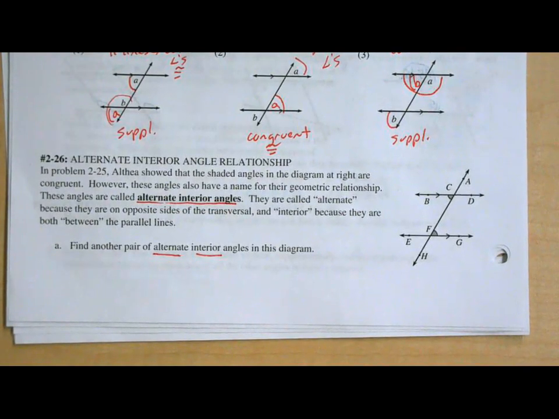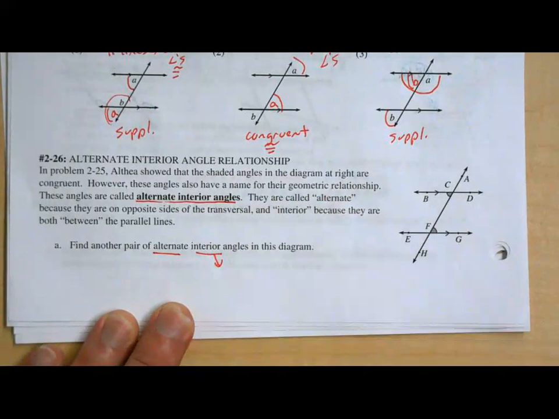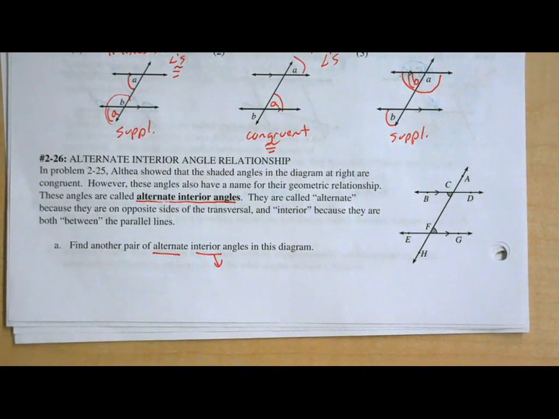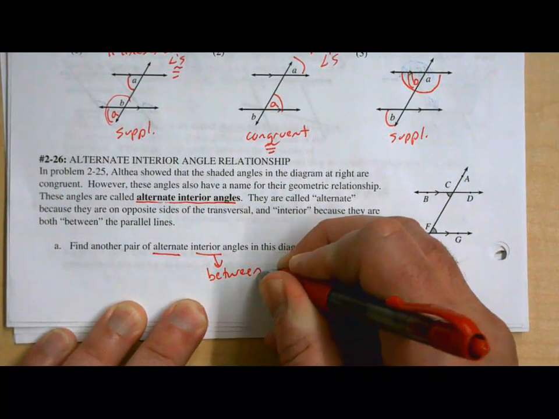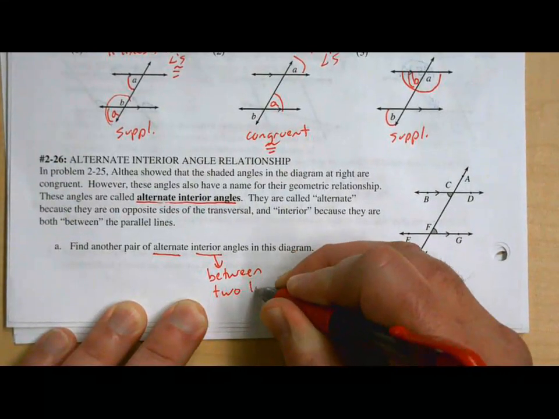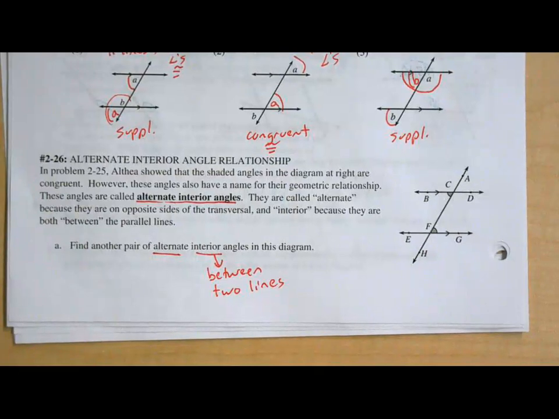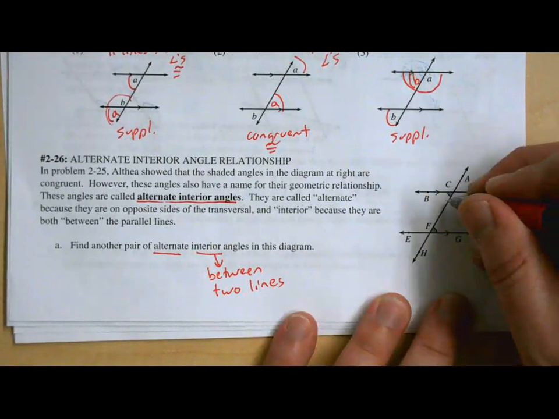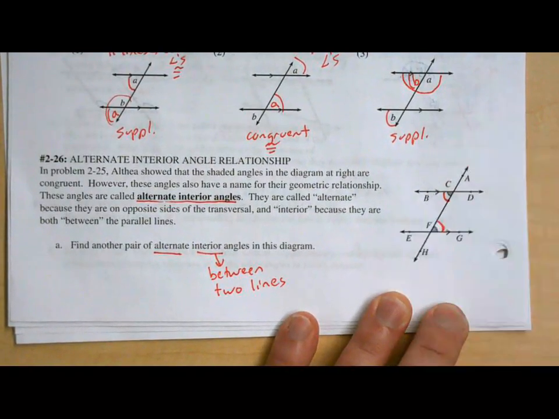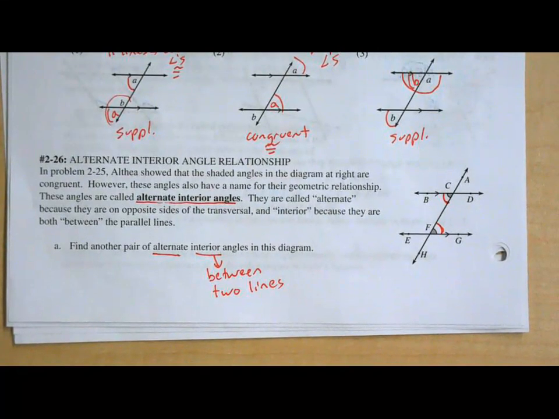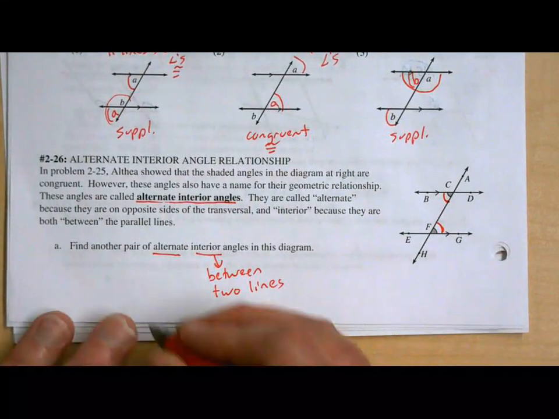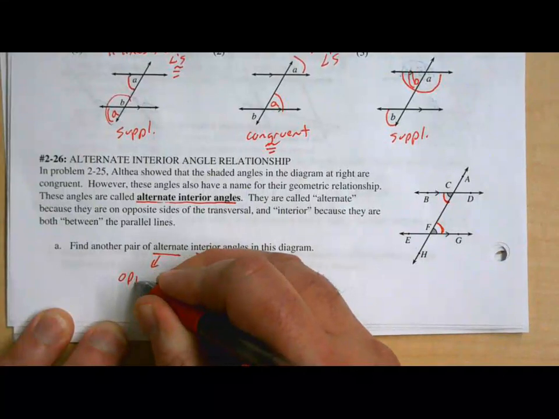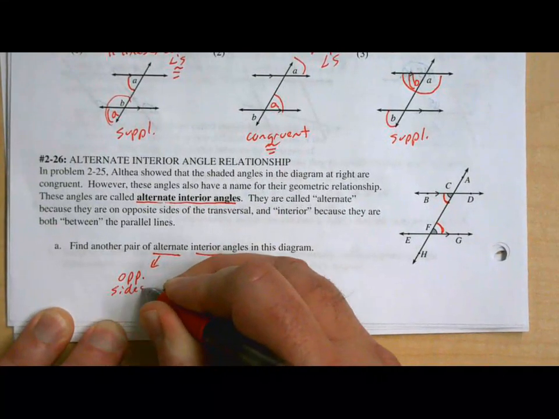First of all, let's talk about interior. When we say alternate interior angles, we're always going to look for two angles that are between your two parallel lines. So between the two lines. Interior means inside. So if you look at the two angles that are marked in your figure here, notice that they are both inside of those two parallel lines. They're interior. Alternate means that they are on opposite sides of your transversal.